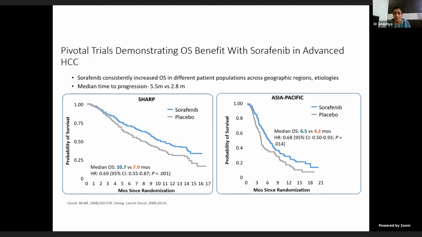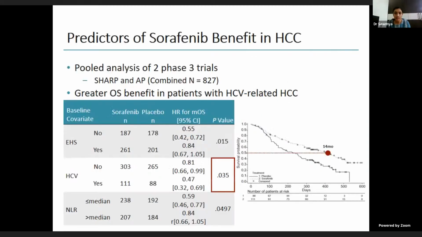Median time to progression in the SHARP trial was 5.5 months versus 2.8 months in the Asia Pacific trial. The predictors of sorafenib benefit in HCC were analyzed by a pooled analysis of the phase 2 and phase 3 trials, SHARP and the Asia Pacific trial. Extrahepatic spread, chronic HCV infection, and neutrophil lymphocyte ratio: all three are independent variables predicting the beneficial effects, or the survival, in these patients.